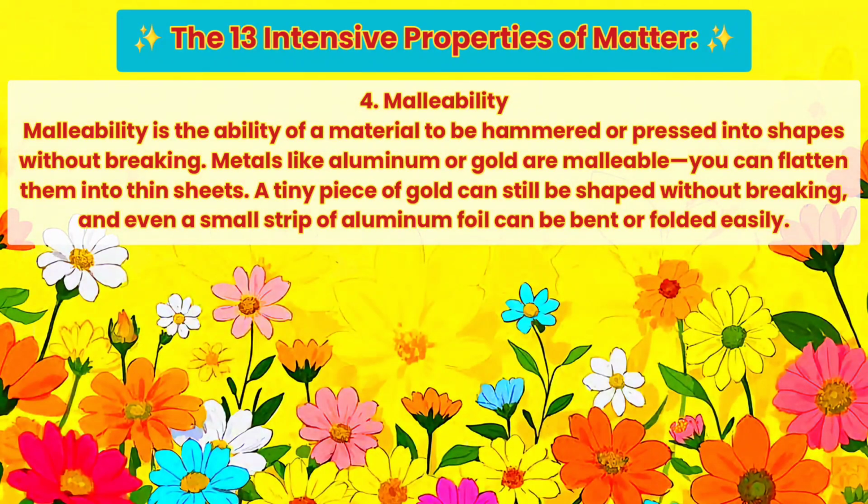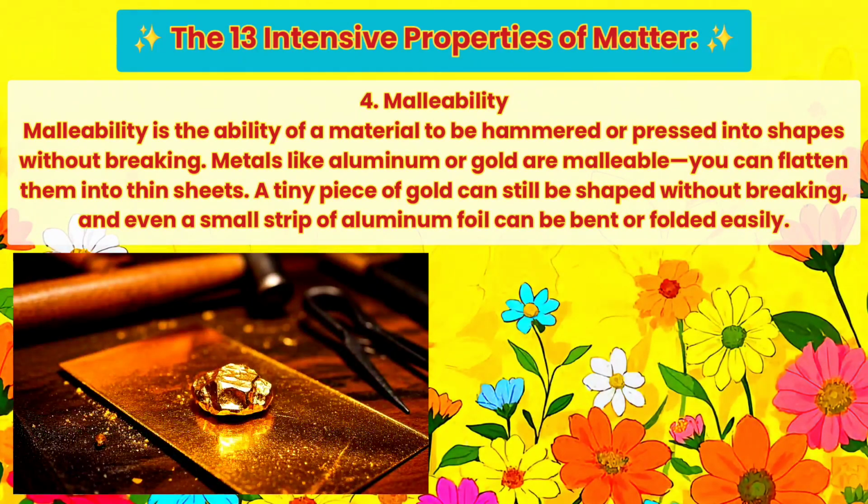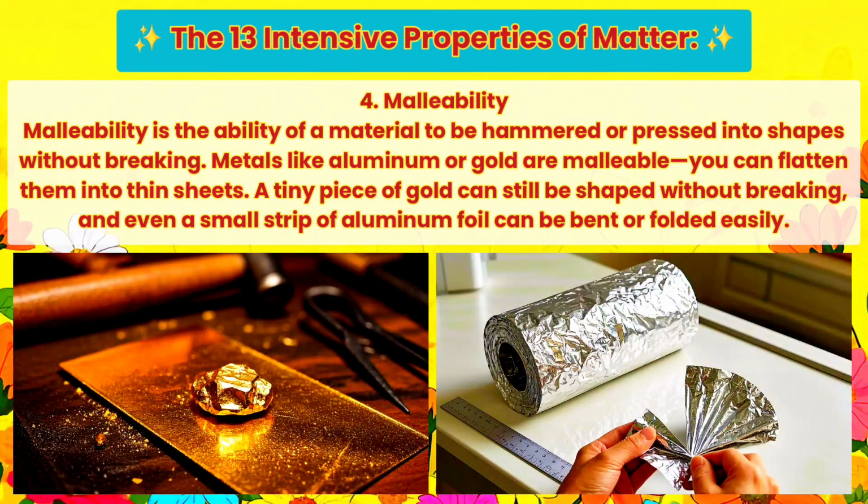Number 4, malleability. Malleability is the ability of a material to be hammered or pressed into shapes without breaking. Metals like aluminum or gold are malleable. You can flatten them into thin sheets. A tiny piece of gold can still be shaped without breaking. And even a small strip of aluminum foil can be bent or folded easily.